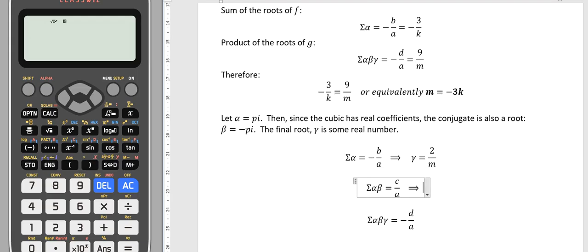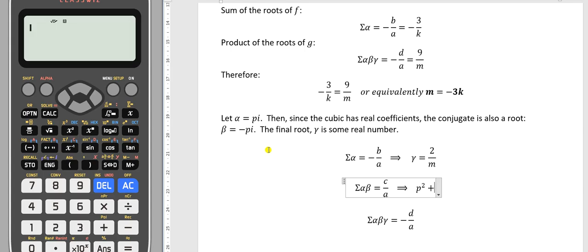The sum of the pairs. Now this may seem a bit tedious. You've got to go through all three different pairings, but some of them are quite quick and easy. For instance, alpha beta itself is pi times minus pi. That's minus p squared i squared. But i squared is negative 1 by the definition of i. So minus p squared times minus 1 is just p squared.